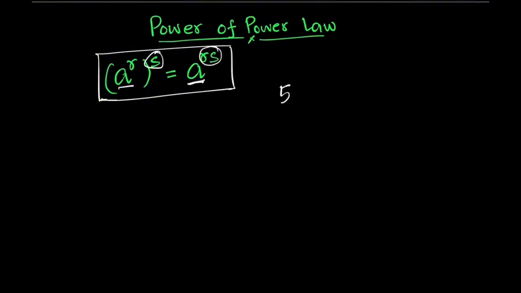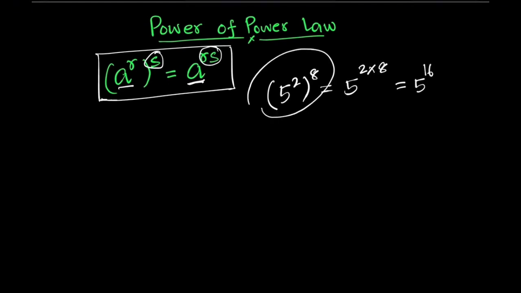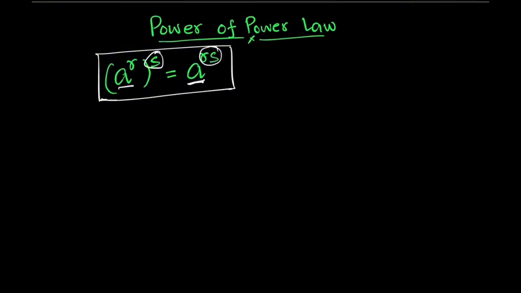Suppose we have (5^2)^8. According to this law, this must be equal to the same base, that is 5. We keep the same base, and now we just multiply the exponents, that is 2 times 8, which is equal to 5^16. So (5^2)^8 is exactly equal to 5^16. Let's look at some more examples.